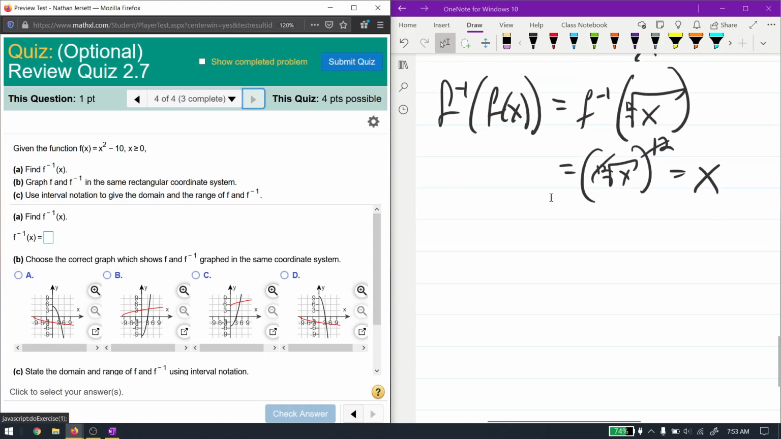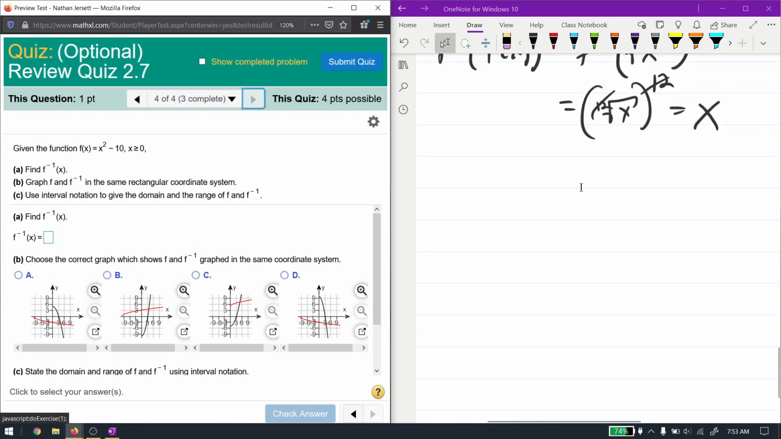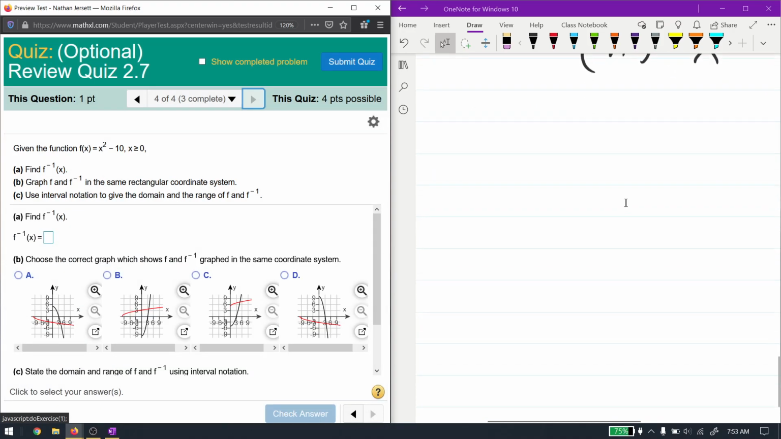All right, last problem. f of x equals x squared minus 10, x greater than or equal to 0. We're going to find the inverse because this is going to be 1 to 1. Then we're going to graph them and use interval notation to show the domain and range.